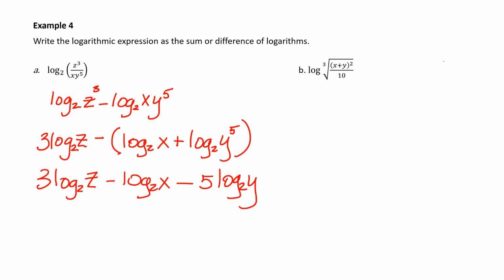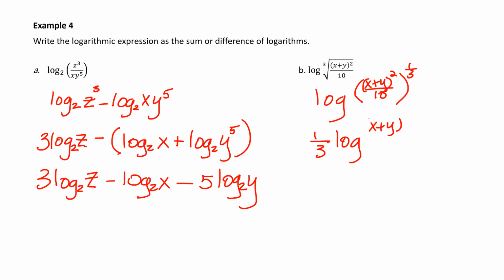All right, over here on the right, on part B, we have the cube root of this whole quotient here. So the first thing we're going to do is just rewrite it as log of x plus y squared over 10, and the whole thing is raised to the 1/3 power. Now I'm going to take that 1/3 and put it in front of the log. So 1/3 log of x plus y squared over 10.